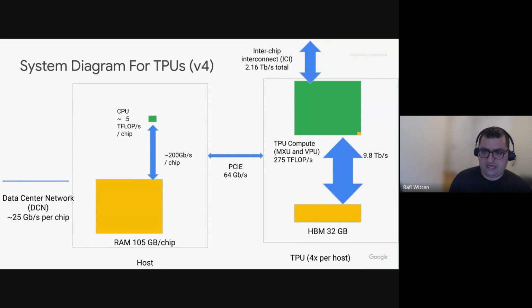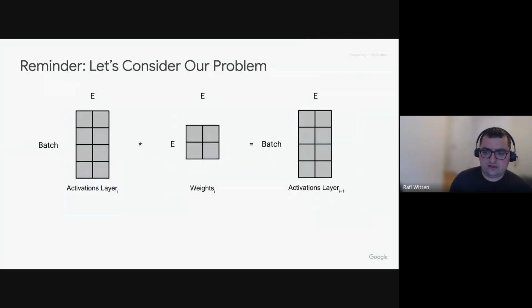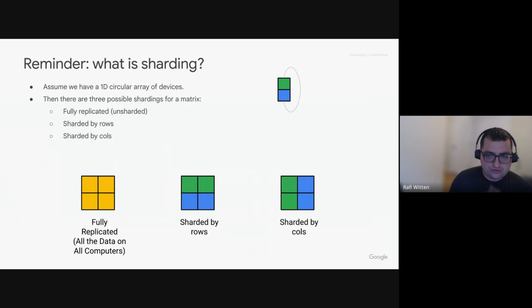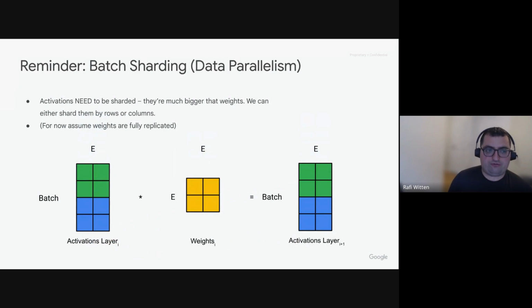So we saw the system diagram, kind of how we're thinking about the overall system. We're still thinking about this kind of same problem, multiplying batch by E, tensor by 1 of E by E. And let's remember what the shardings were. So we had fully replicated, sharded by rows, sharded by columns. We are kind of still thinking, okay, we want the left and the right to be the same, so we don't want to change the sharding during the computation. But the weights can be sharded however we want.